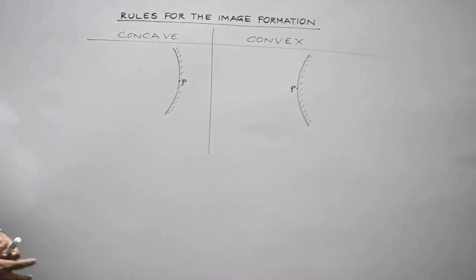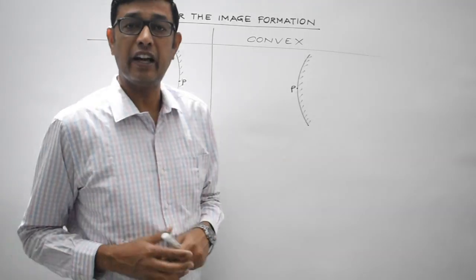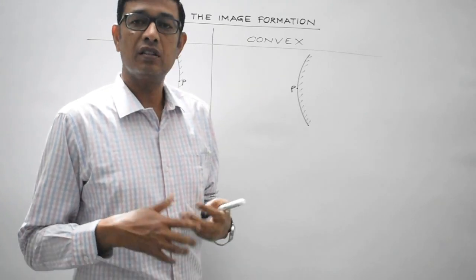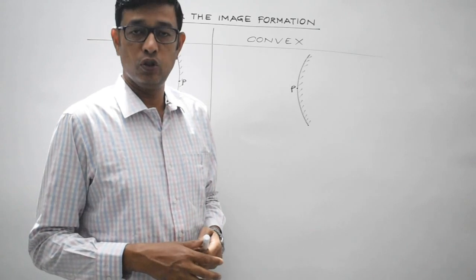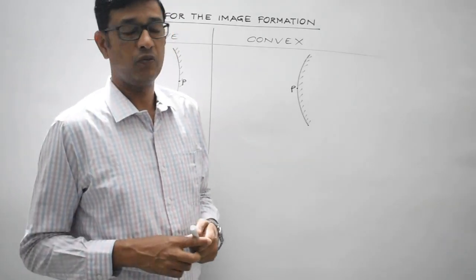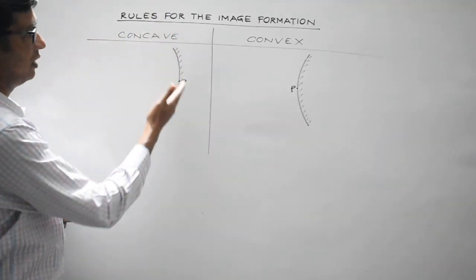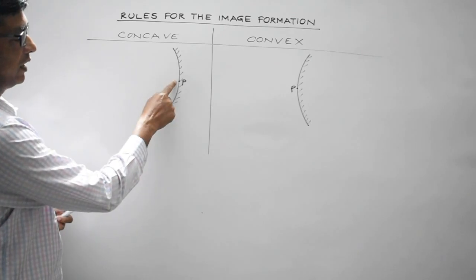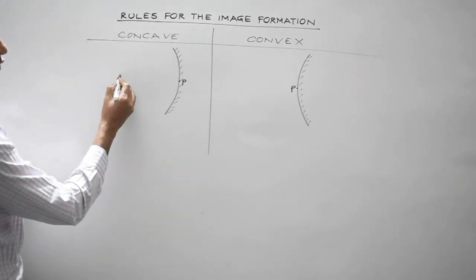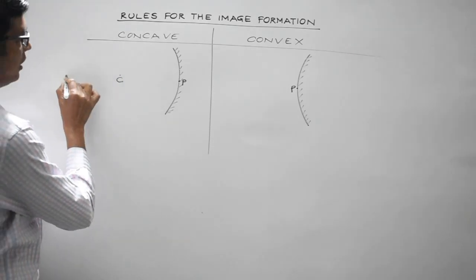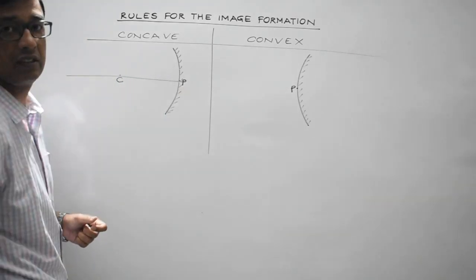Okay, before we start ray diagrams, we need to make ourselves familiar with certain rules which we will follow while drawing ray diagrams, right? So, this is a concave spherical mirror. Its reflecting surface is towards the center of the hollow sphere of which it forms a part, and the line joining P and C, that's known as the principal axis.